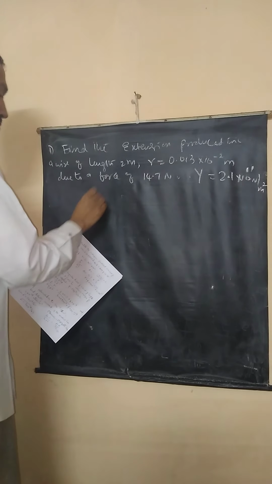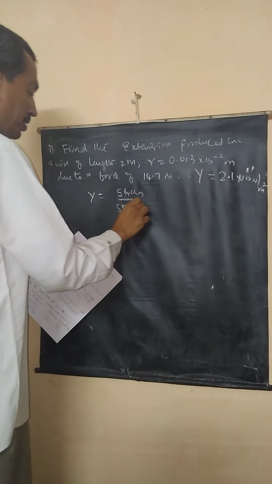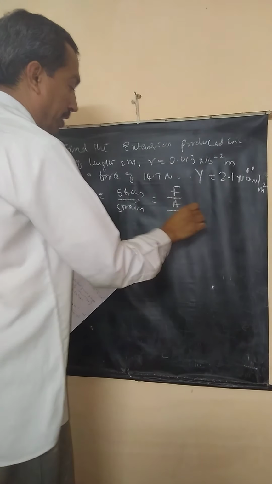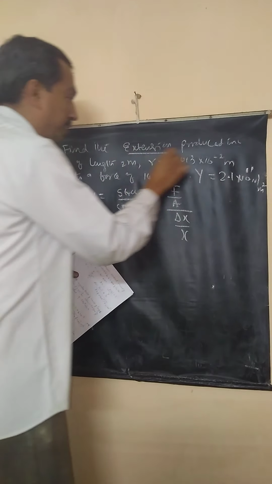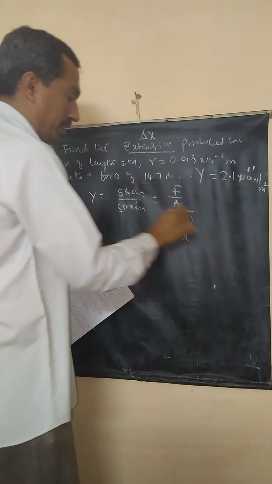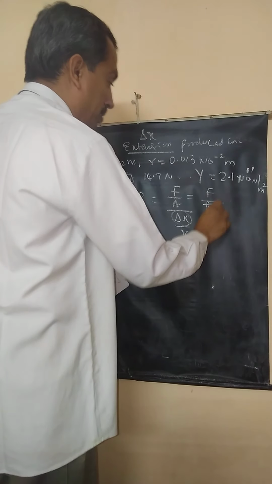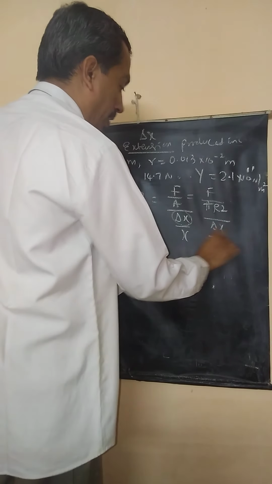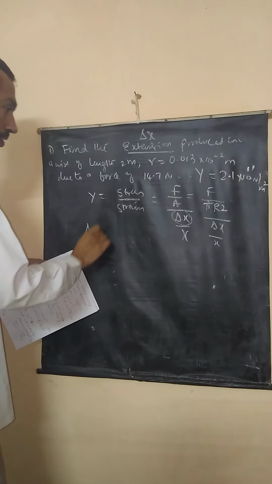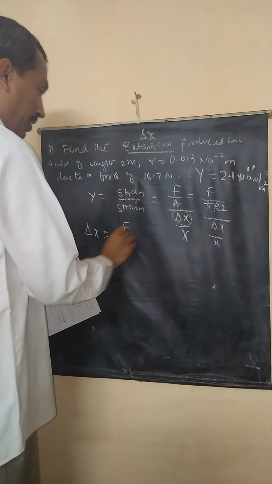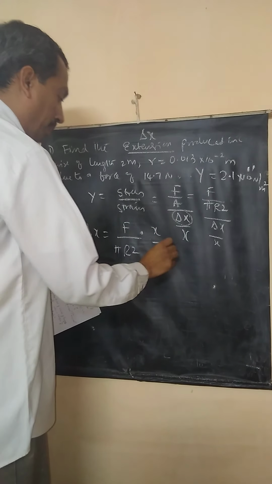Now, we know Young's modulus is equal to longitudinal stress by longitudinal strain. So, force per unit area is stress, and strain is change in length by original length. What is asked is extension. What is the change? This is asked. Correct? Original length is given. Area is pi r square, a circular wire. So now I will take the expression for delta x. Delta x will be F by pi r square into x by Y.